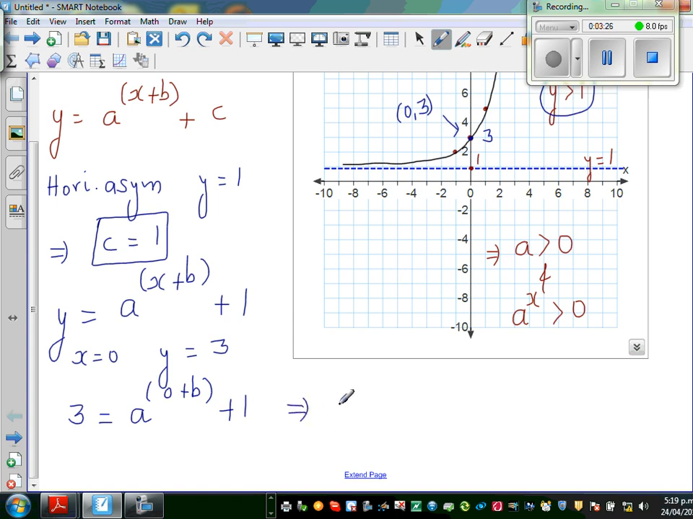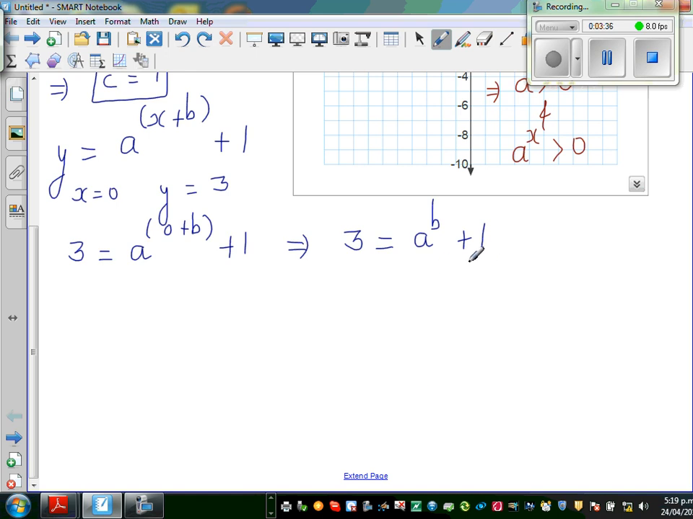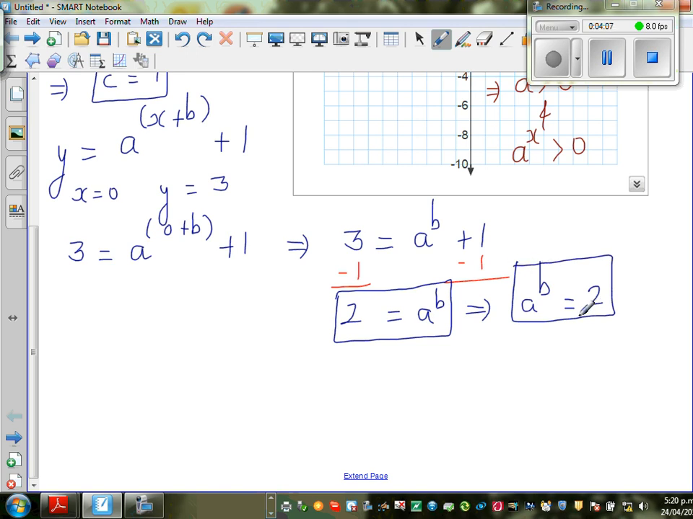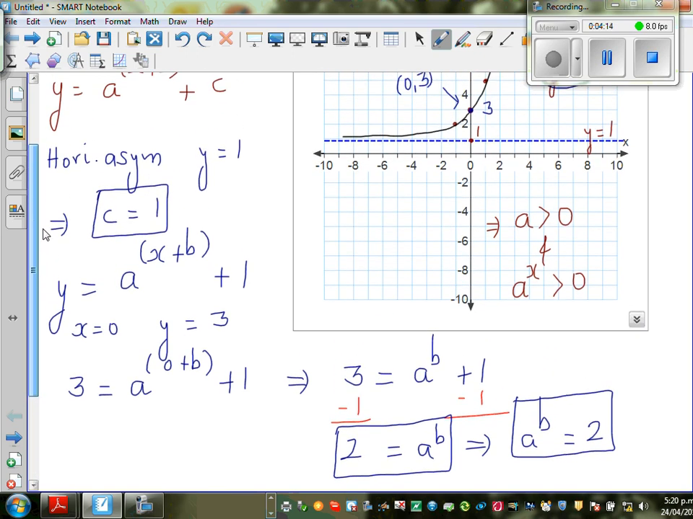I'll do more steps so that you don't make silly common mistakes. So this is a to the power of b plus 1. I should take away 1 from both sides. So if I take away 1 from this side, I have to take away 1 from this side. This is 2 is equal to a to the power b. Now you should not rush to conclusion that a is 2 and b is 1. Probably that is true, but I would leave a to the power b is equal to 2, because you can get 2 in different ways.